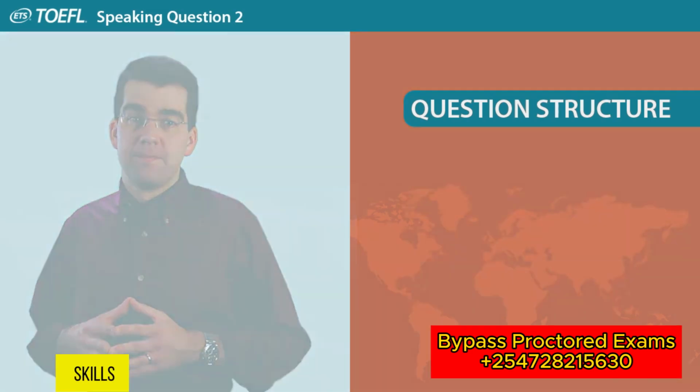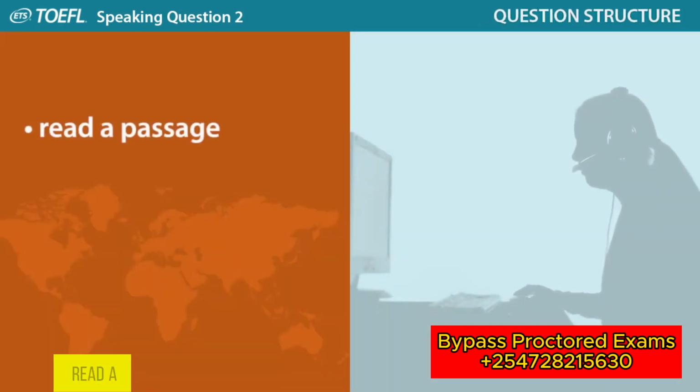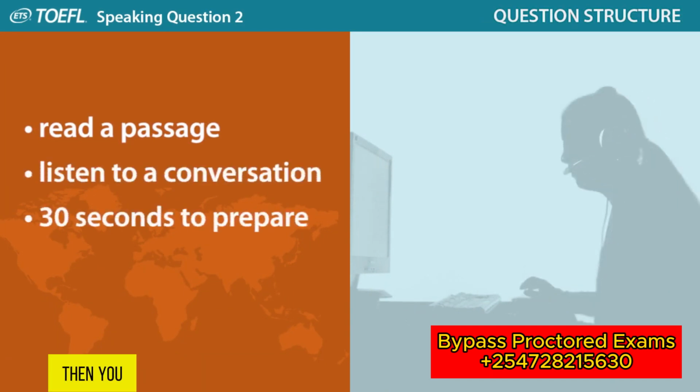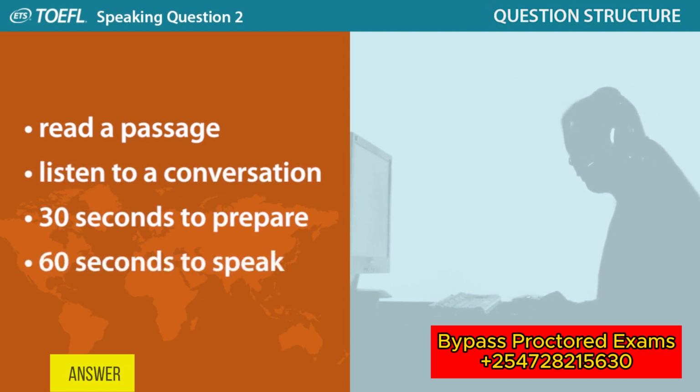speaking skills. So here's generally what question 2 will look like. You will read a passage about a campus-related topic. Then you will listen to a conversation about that topic. Then you will have 30 seconds to prepare your response, and 60 seconds to speak your answer.